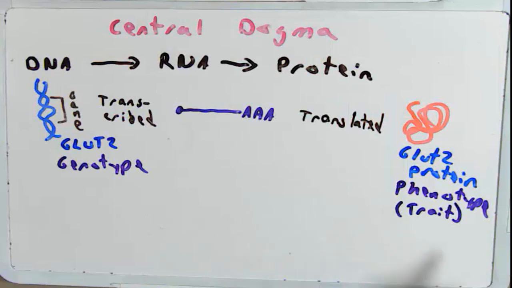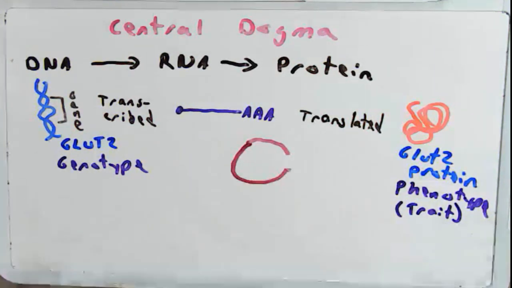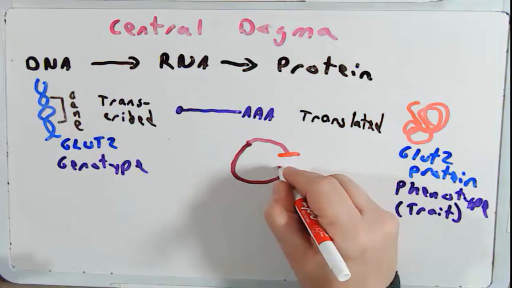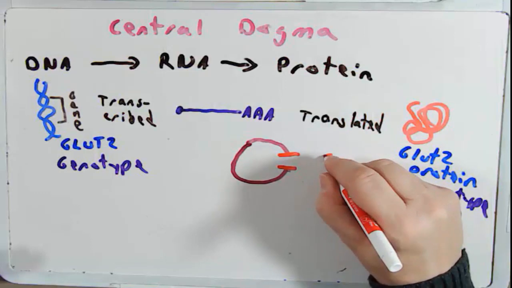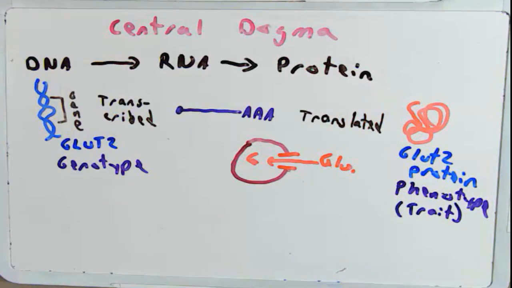So what is GLUT2 doing? So let's draw a cell here. And what GLUT2 does, its phenotype or its trait, is that it makes this receptor. And this receptor allows glucose to enter into the cell. Now, we know that within a population of individuals, there is some genetic variation. And that is because not everybody will have this exact same gene, or rather the exact same sequence of this gene. Sometimes there are different alleles.